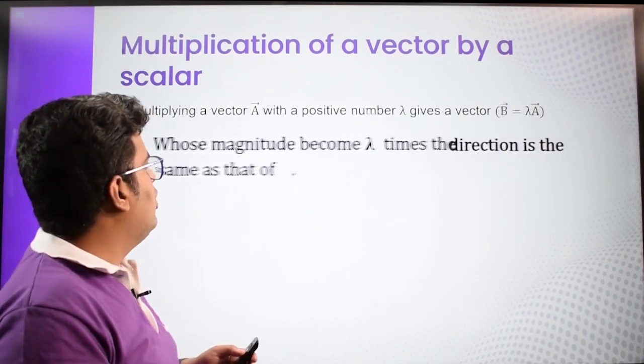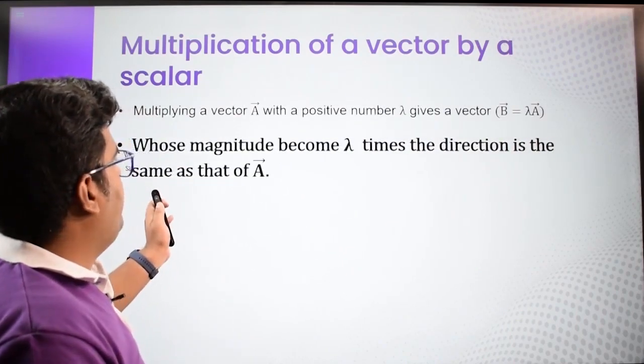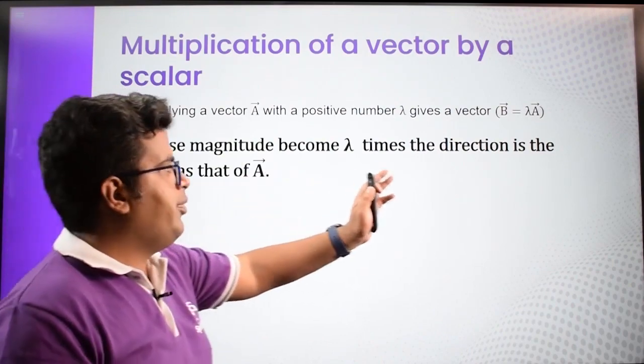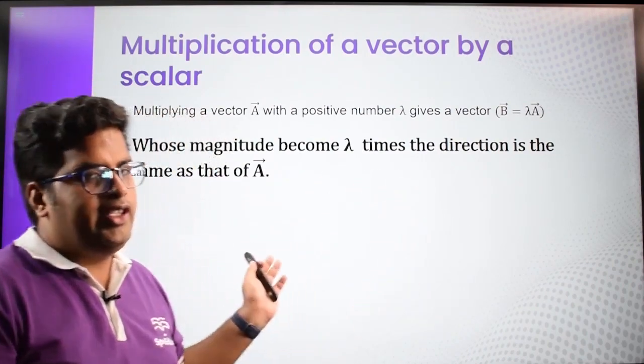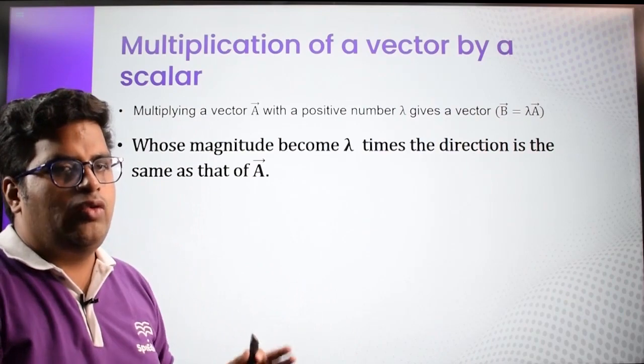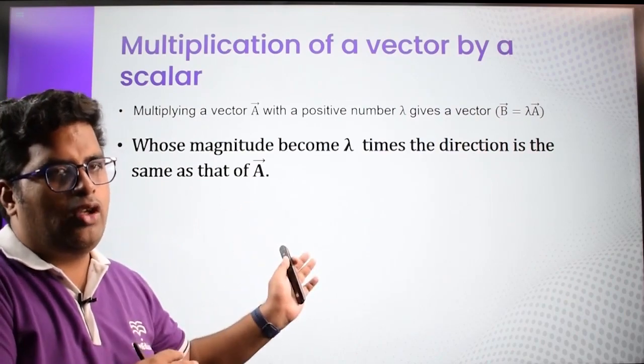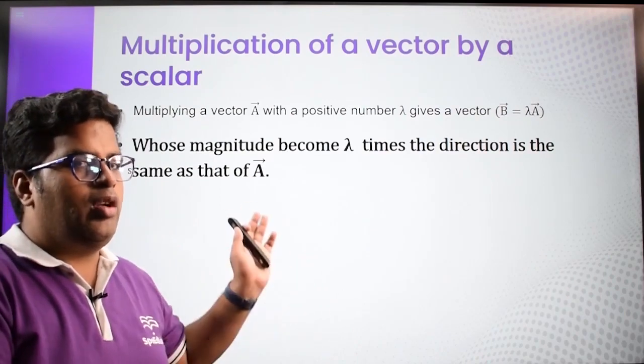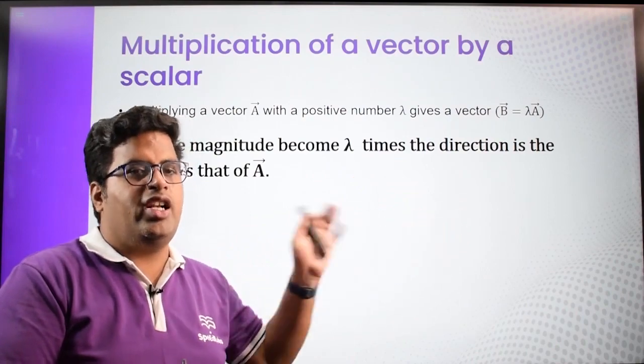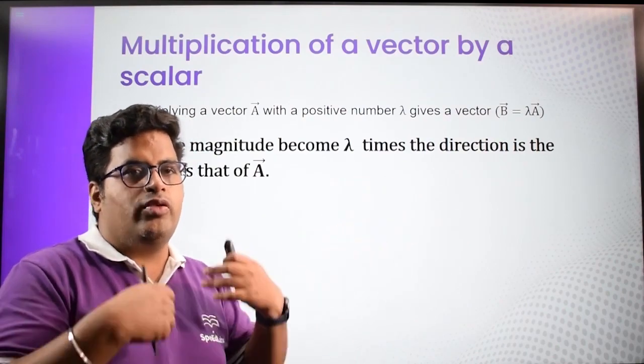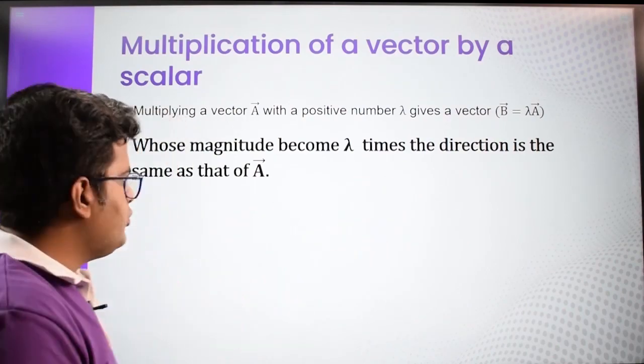Now we have an important point: the magnitude becomes lambda times the other. As I said, if A vector has a magnitude, which we calculated earlier, of under root 29, and you are multiplying it by lambda, let's say lambda is 3, the magnitude is going to become thrice, right? So that's an important point to be noted.